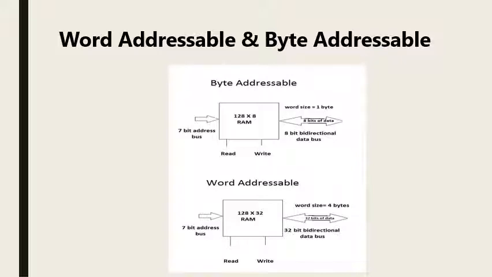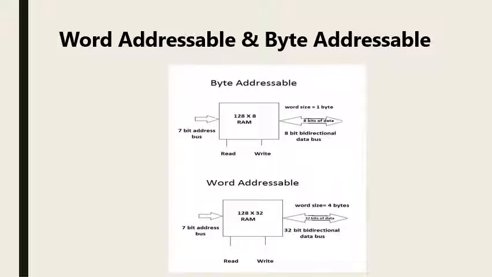In the figure we can see there are 128 bytes in the RAM, so the RAM size is 128 bytes. But in the second figure, there are 128 words in the RAM and each word has a size of 32 bits or 4 bytes, which makes the total size of RAM equal to 128 into 4, that is equal to 512 bytes. In word addressable memory, the CPU accesses 4 bytes at a time using a 32-bit bidirectional data bus, but in byte addressable memory the size of the data bus is 8 bits.